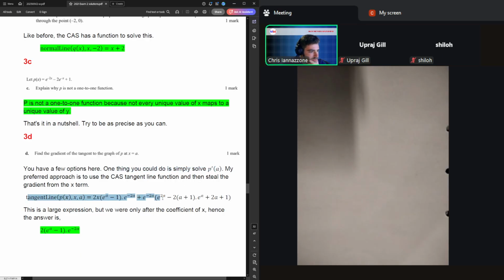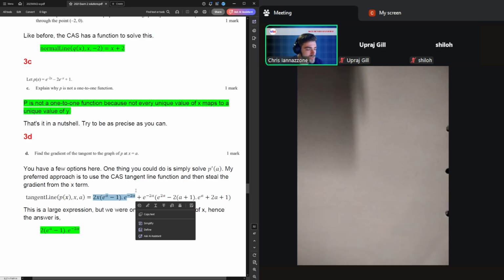I've decided to go the full tilt, find the tangent line, and then just steal the coefficient off of the x term. It's only slightly faster than doing p dash of a. The reason why I've decided to do it this way in the notes is because usually when they ask these kinds of questions, having the tangent line equation in general is nice. And this gives you both, obviously, because it's linear. The coefficient of the x is going to be the gradient.